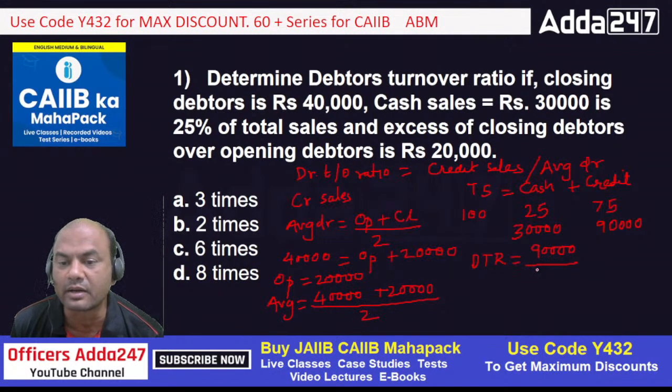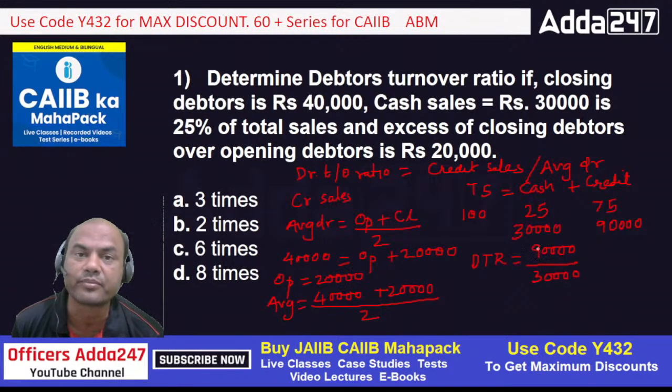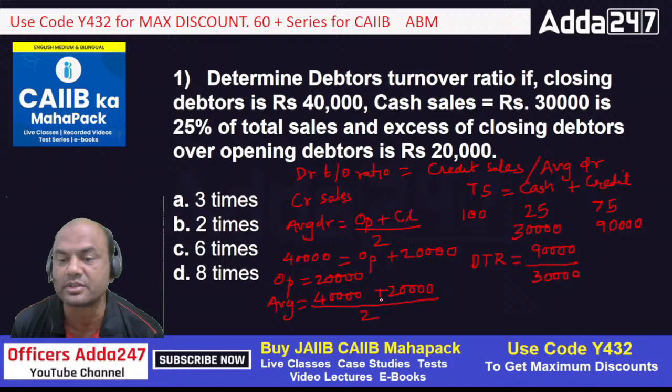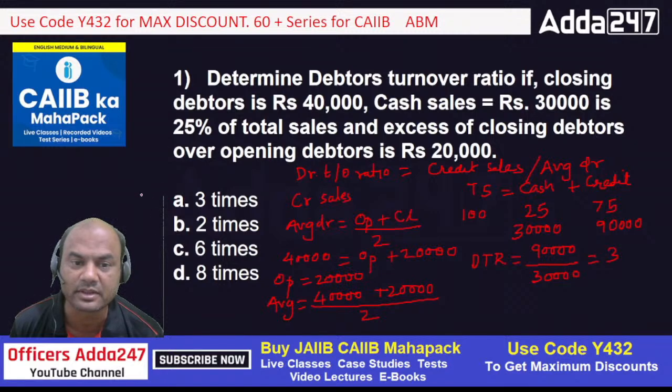So what is my DTR? Average debtors are 30,000. DTR is this 90,000 upon average debtors. So that is what the answer is. What is the answer? A, B, C or D? Correct. The answer is A.